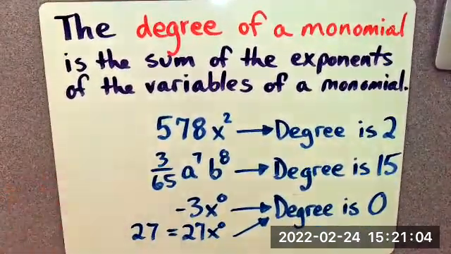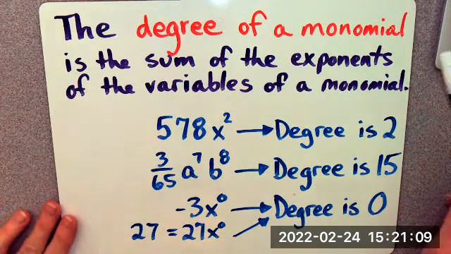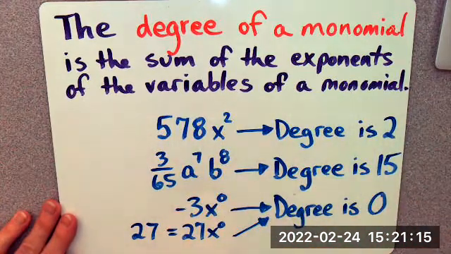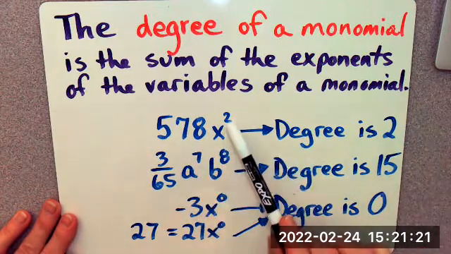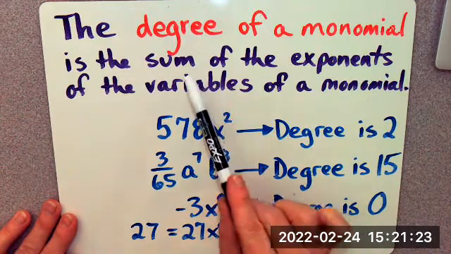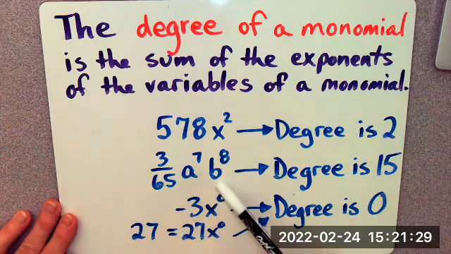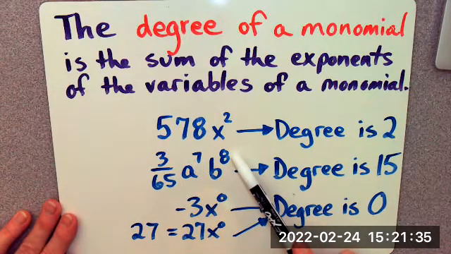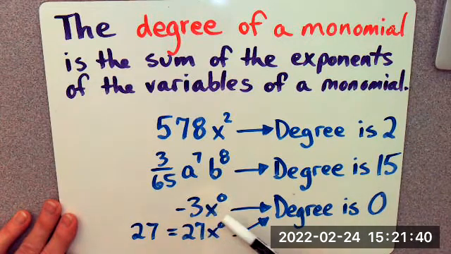So let's talk about the degrees of a monomial. The degree of a monomial is the sum of the exponents of the variables of a monomial. So if I have 578x squared, the degree is 2 because that's the sum of the exponents. If I have 3/65 a to the 7th b to the 8th, 7 plus 8 equals 15, so the degree is 15. If I have negative 3x to the 0, the degree is 0.